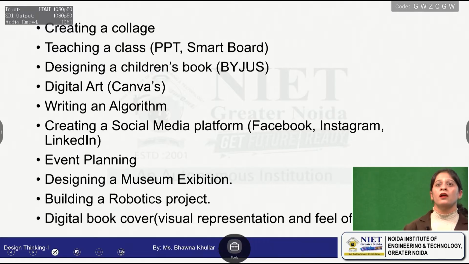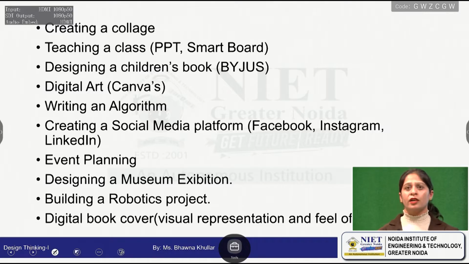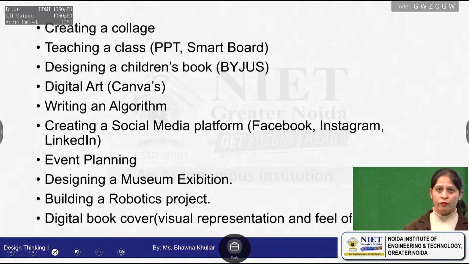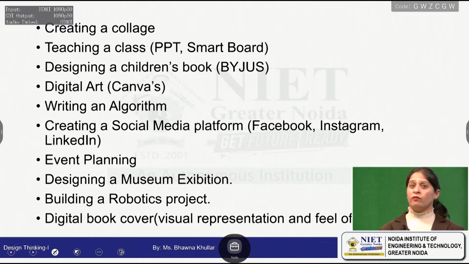Digital art like Canva: with Canva we can generate, even the students can generate, any cards or invitations by themselves. Writing an algorithm: by the algorithm we can generate any app for the phone, or any video game also. So writing an algorithm is also creative thinking.